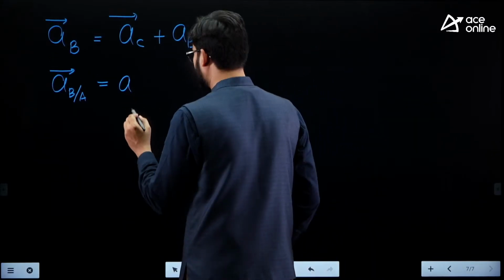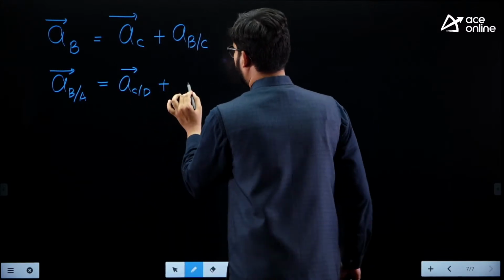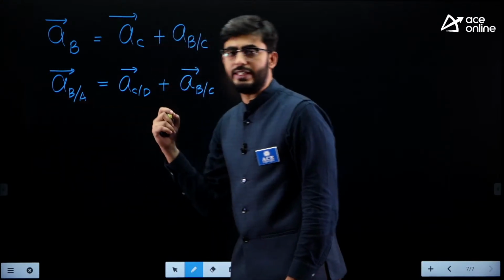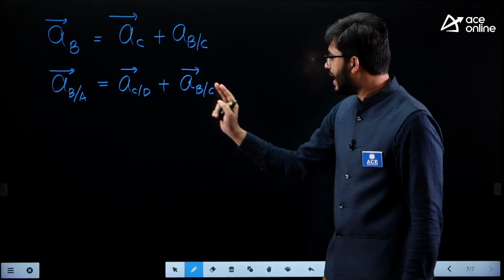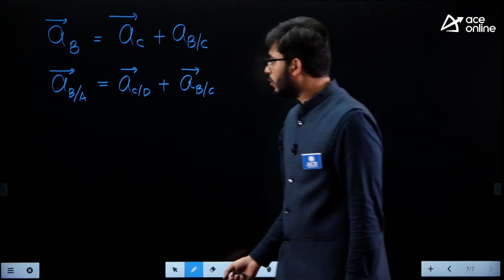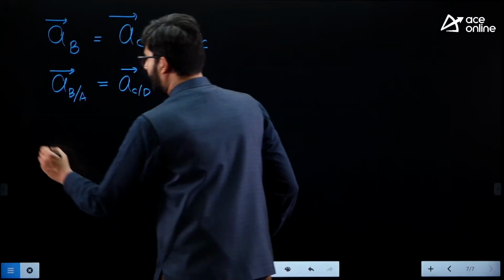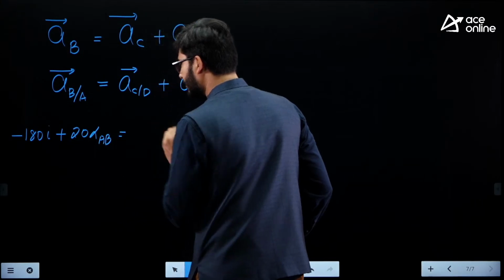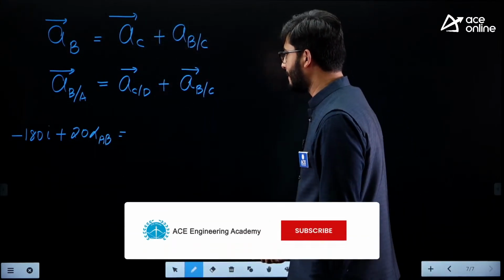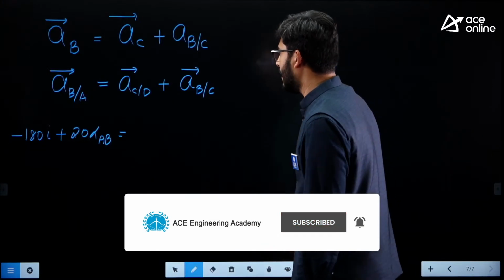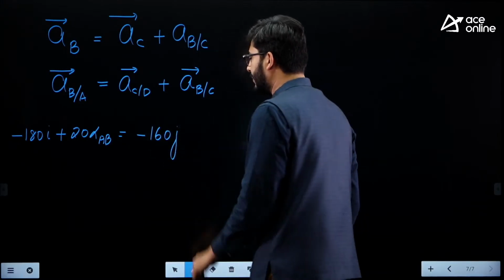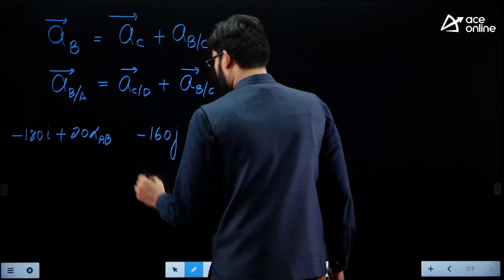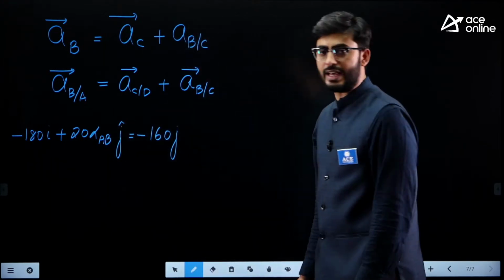So acceleration of C with reference to D it has to be, plus this will be acceleration of B with reference to C. Right? So here we are required to add up the radial and tangential of AB, radial and tangential of CD, and radial and tangential of BC also. So for AB, we write minus 180 plus 20 times alpha AB. And for CD, guys, we can write it as minus 160 J cap, and adjacent to alpha AB, I need to write positive J cap, guys. I have assumed the direction of alpha.